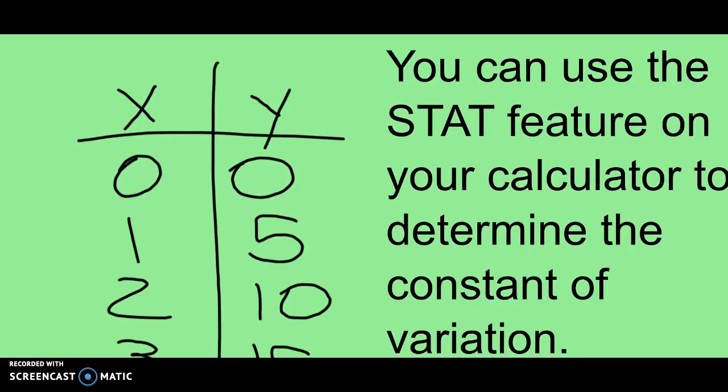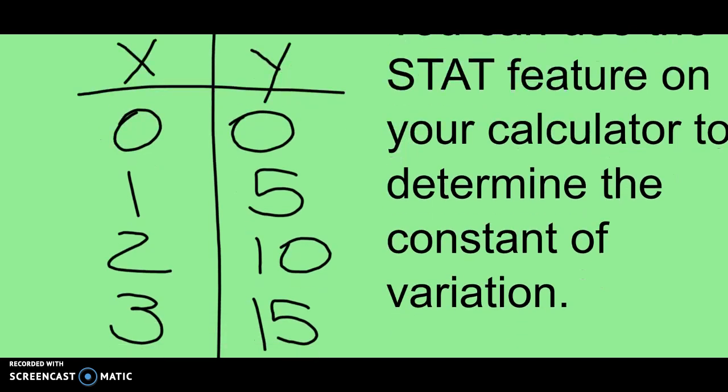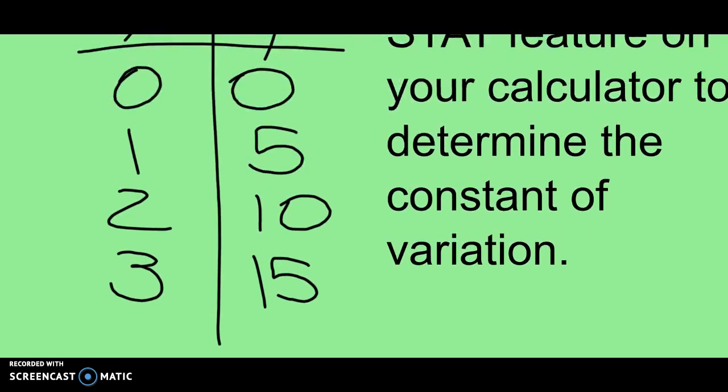Okay, so now we're looking at an equation that we think might be a direct variation. All direct variations go through the point 0, 0. But they can go through 0, 0 and not be a direct variation. So you still have to test it because this, let me show you real quick, this goes through 0, 0, but it's not a direct variation because it's not a straight line. So use your stat feature to figure this out, okay?